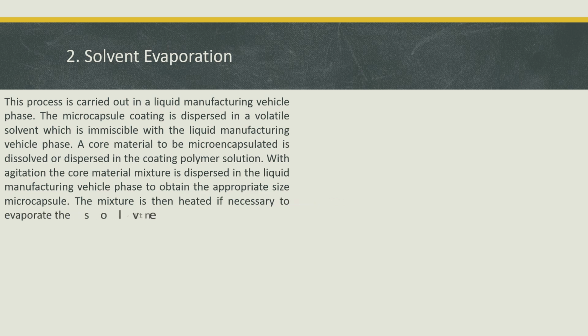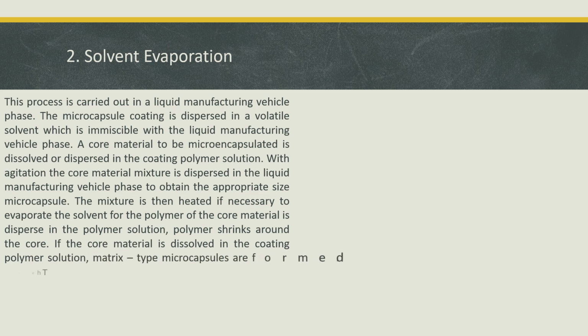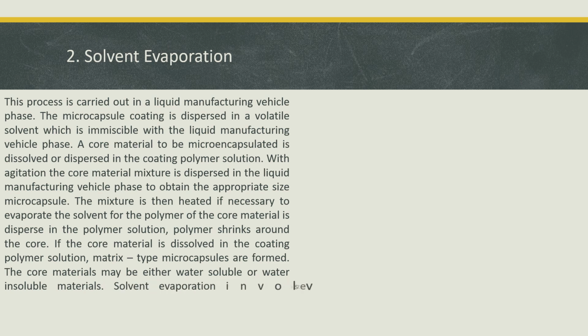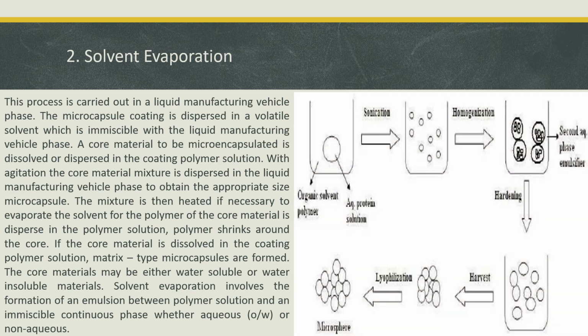The mixture is then heated if necessary to evaporate the solvent, for the polymer of the core material is dispersed in the polymer solution. Polymer shrinks around the core. If the core material is dissolved in the coating polymer solution, matrix type microcapsules are formed. The core materials may be either water soluble or water insoluble materials. Solvent evaporation involves the formation of an emulsion between polymer solution and an immiscible continuous phase, whether aqueous or non-aqueous.